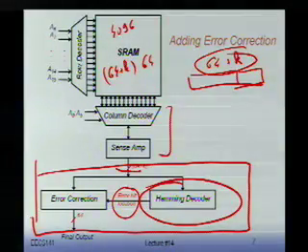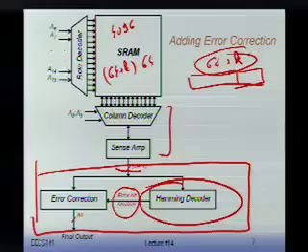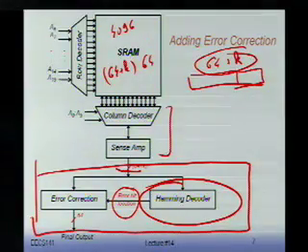The probability that you're going to have 2 errors in one row simultaneously is very small, because the probability of a soft error is already very small, and a very small times a very small makes it very, very small. So we're going to do only 1-bit correction and detection. Okay? And as I said, we're going to use the Hamming code.